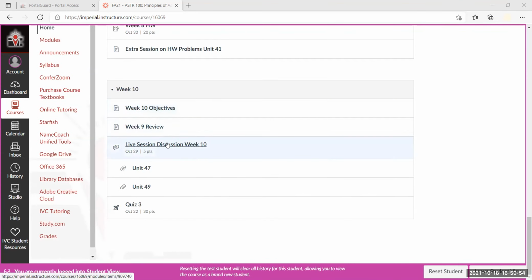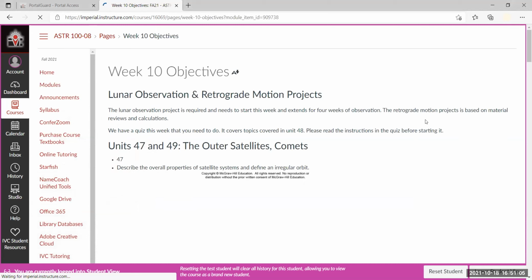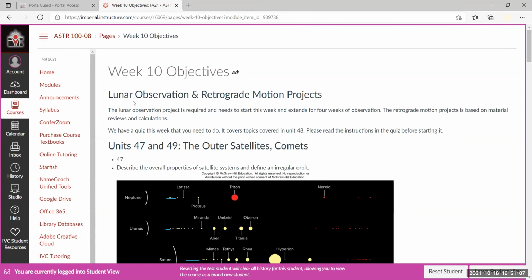This is the objective. This is the recording where it's going to go in here. And then we have the two units, 47, 48, and we have a quiz. So let me get into the objective so that we're all on the same page so that we see everything in here. The objective, of course, we have the lunar observation, which is a weekly activity.